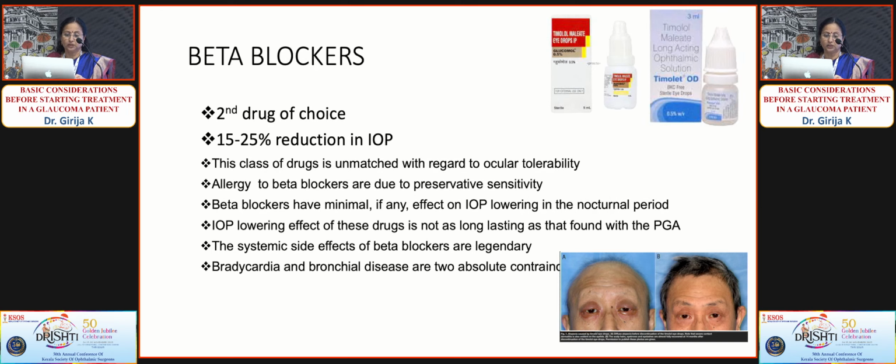And the beta blockers, because of the systemic side effects, have to be started with caution. And another thing to remember is the nocturnal lowering of IOP is actually very minimal for beta blockers. And especially the systemic side effects also you have to keep in mind, and always advise the patient about punctal occlusion.